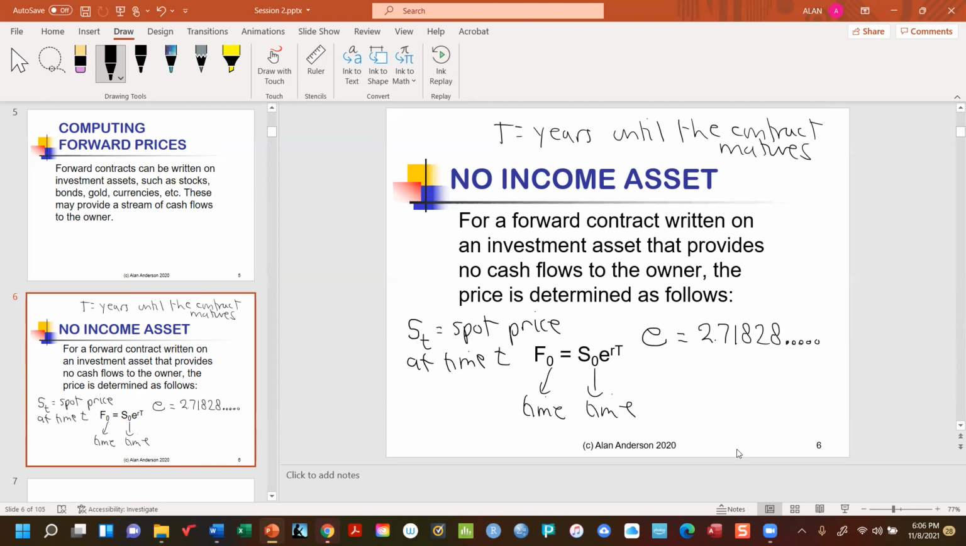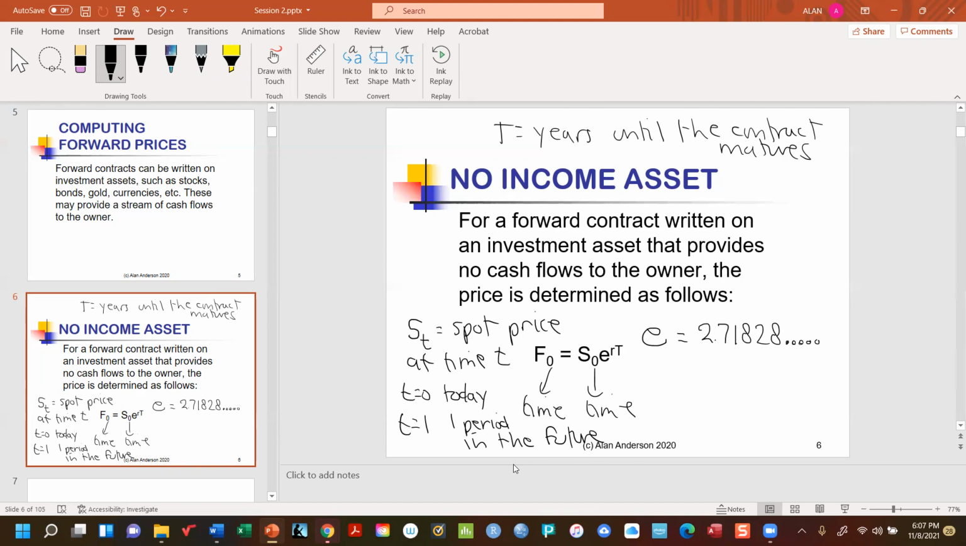And 0 means today. 1 means one period in the future. And that period doesn't have to be a year, although it often is. It could be a month or a week or a day, whatever the case may be, but 0 would be today's time. 1 is one period in the future. And of course, that means that 2 would be 2 periods in the future, et cetera, et cetera.